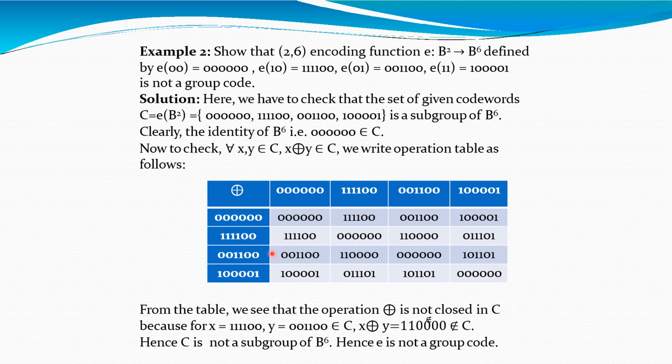Now after preparing the composition table, it is observed that for x equal to 1 1 1 1 4 times 0 0, that means this element, and y equal to 0 0 1 1 0 0, x ring sum y is coming 1 1 4 times 0, and that element is not present in C. So C is not closed under ring sum, and hence the second property is not satisfied, and so by definition we can say that E is not a group code.